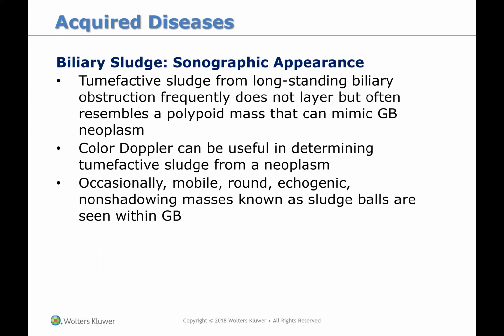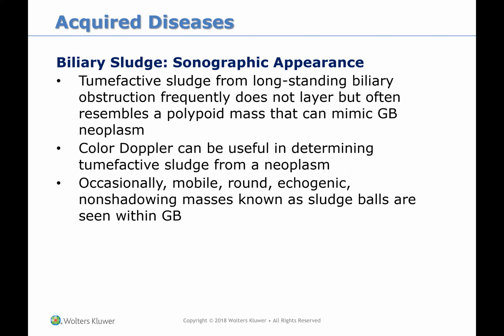Tumefactive sludge from a long-standing biliary obstruction frequently does not layer, but often resembles a polypoid mass that can mimic a gallbladder neoplasm. So color Doppler can be useful in determining sludge versus neoplasm. Sludge isn't going to have any kind of vascular flow, while neoplasm would.